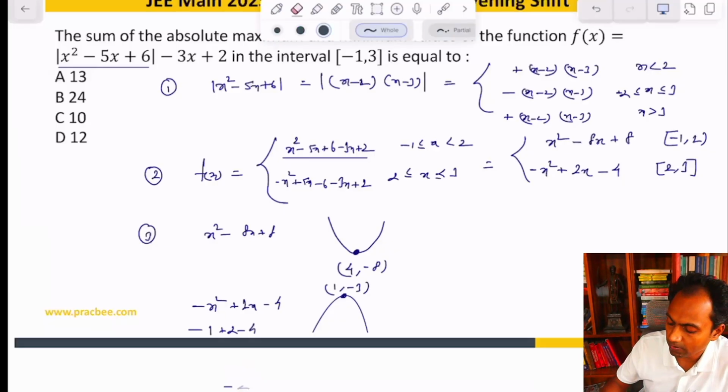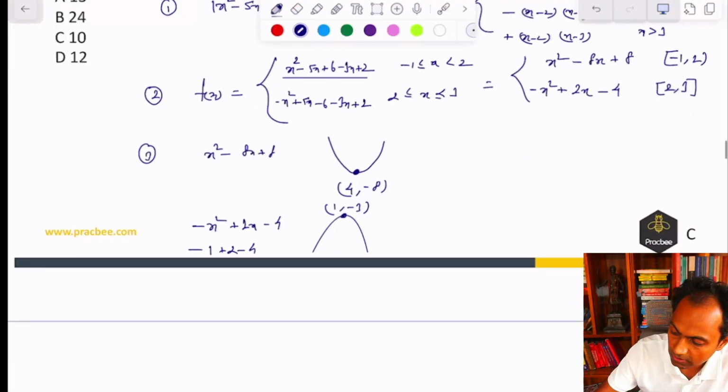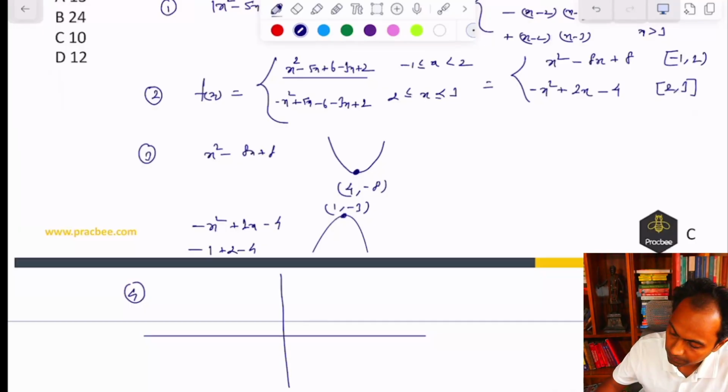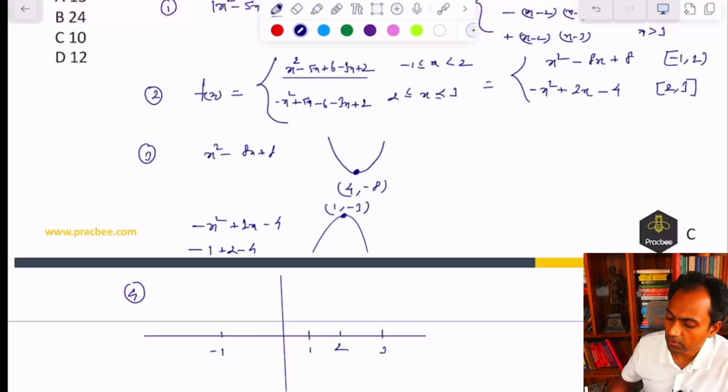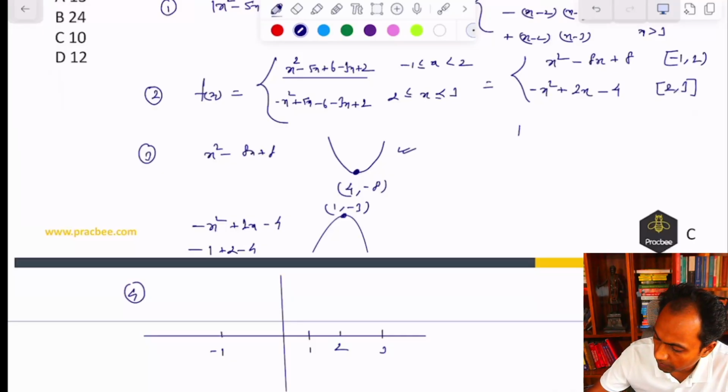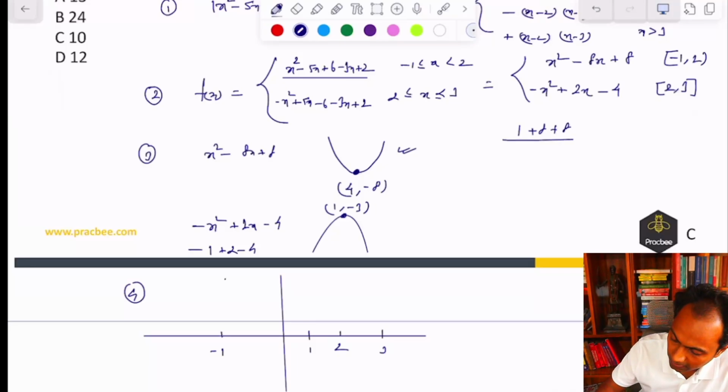So now once you have got both of these points, if I want to combine them in a common graph, let us see what happens. If I am going from minus 1, 1, 2 and then 3. If I start with minus 1, you can see that this first graph is the one we are looking into. And this graph is decreasing. So the maximum value will come at minus 1. If I put minus 1, the value would be 1 plus 8 plus 8. So this will become 17. So the value is 17 here.